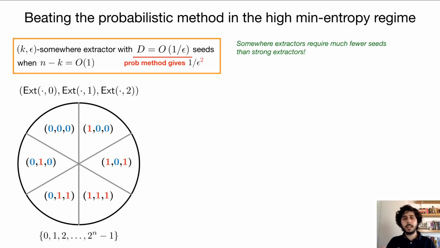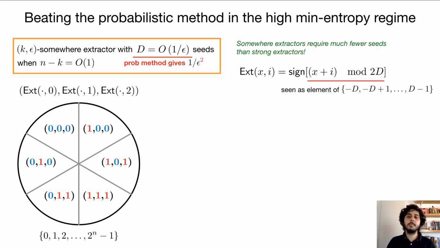So this can be formalized, for example, by defining the function to be, say, the sign of x plus I modulo 2d, where I is the seed. And we see the output of this modulo operation as an integer between minus d and d minus 1, and the sign just returns 1 whenever this integer is non-negative. So the way we prove that this function is indeed a somewhere extractor is through the pigeonhole principle.